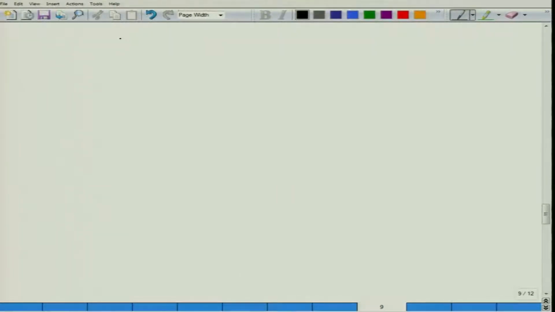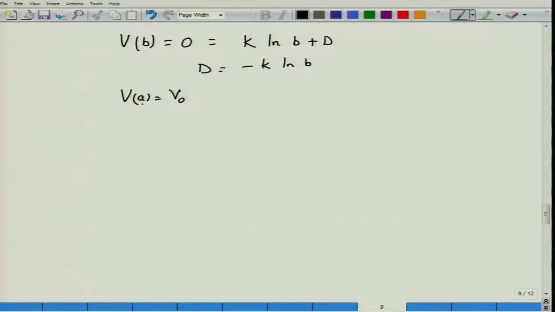I will do that by first considering the boundary condition at B, because I know V of B, the potential at R equal to B, will be equal to 0, and this is equal to k log of B plus d, and d of course, solving this, gives you minus k log B. Then V at A is equal to V0, that is, the inner conductor is kept at a potential V0. So, this is V of A equal to V0, and once you put that in, you can solve for k, which happens to be V0 by log of A by B. I will just leave this as a small exercise to you to show that this is indeed the correct solution.